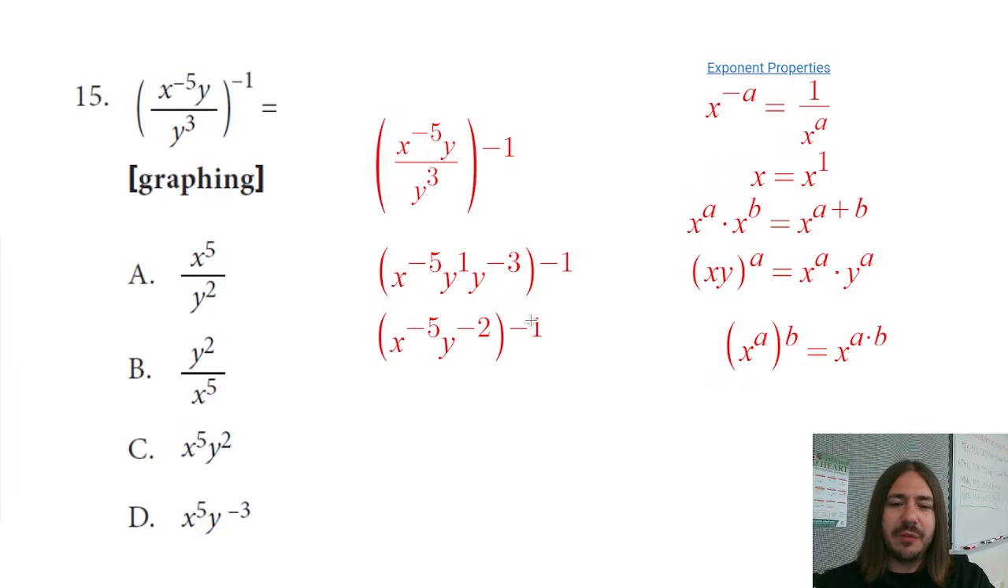At any rate, we're going to basically distribute this negative 1. We're going to raise each one of these factors to the negative first power. And since they already have an exponent on them, we're going to multiply those exponents together. So negative 5 times negative 1 is going to be positive 5, and negative 1 times negative 2 is going to be positive 2. And there we go, we got our answer. So our answer is choice C.